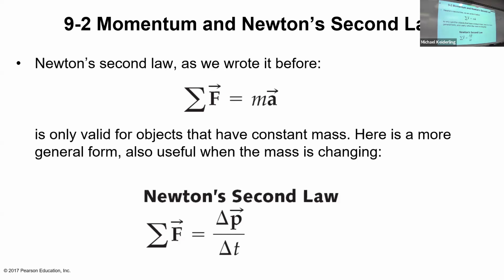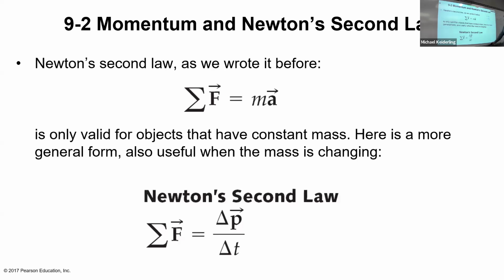Because momentum is mass times velocity. So mass times change in velocity over change in time gives you mass times acceleration. So that's momentum over change in time. Yeah, we have mass times acceleration. That's mass times delta V over delta T. So that's delta momentum over delta T.